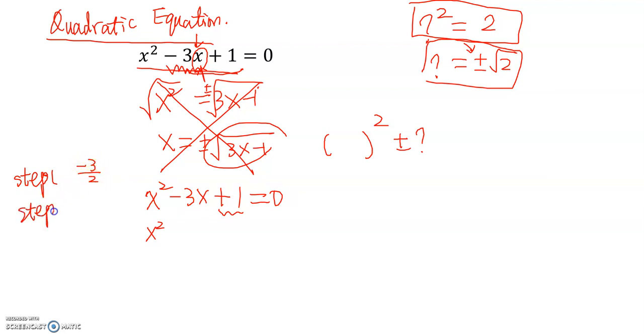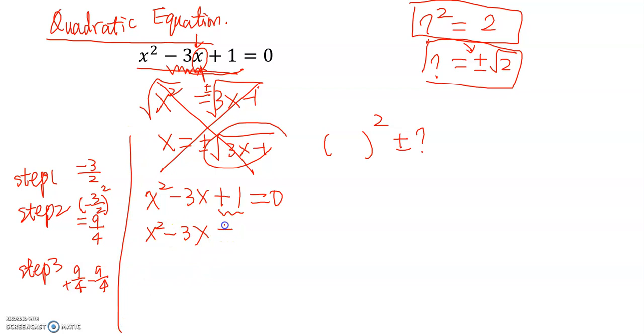And step 2, we're going to square whatever number we got. To square this, and we learned this before, it's going to be 9/4. And step 3, we're going to add 9/4 and minus 9/4 to whatever we have. So we take what we have, x squared minus 3x plus 1, add 9/4 and subtract 9/4.